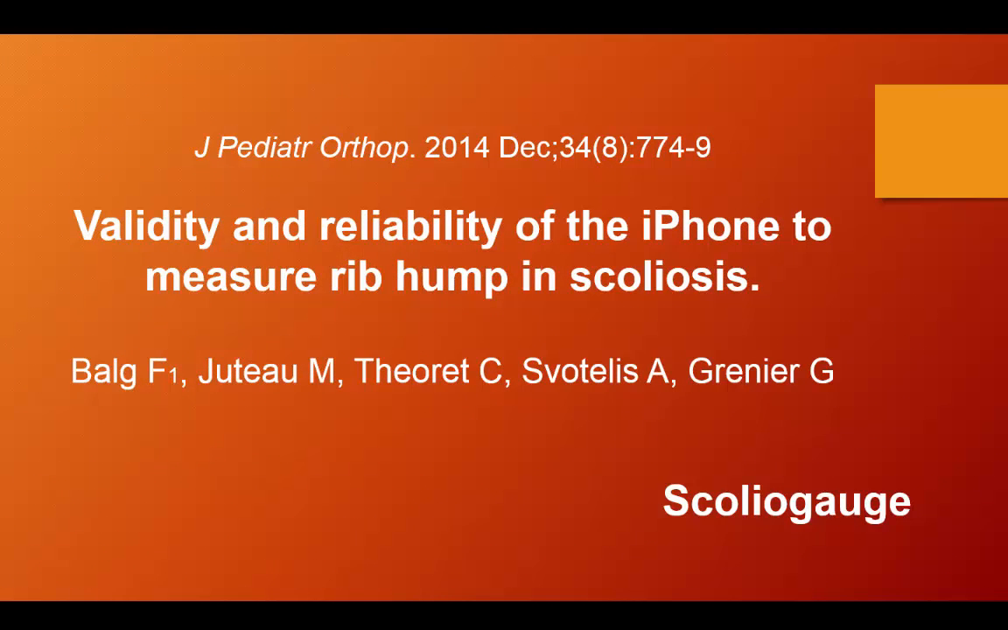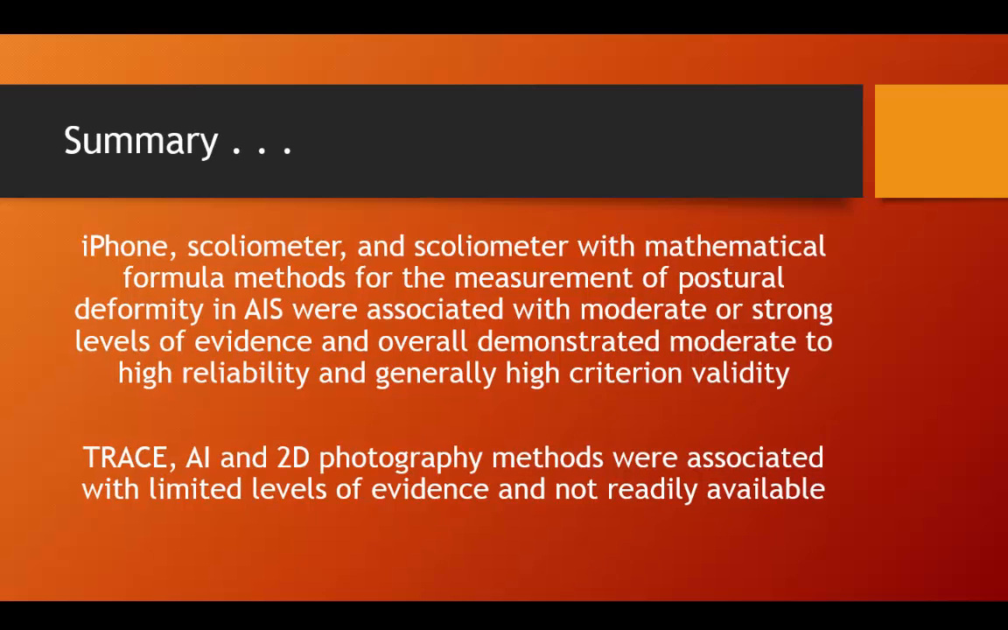Specifically, a study in 2014 evaluated an app entitled Validity and Reliability of the iPhone to Measure Rib Hump in Scoliosis, published in Journal of Pediatric Orthopedics. In summary, the iPhone scoliometer and scoliometer with mathematical formula methods for the measurement of postural deformity in AIS were associated with moderate or strong levels of evidence and overall demonstrated moderate to high reliability and generally high criterion validity. Other methods were associated with limited levels of evidence and not readily available.